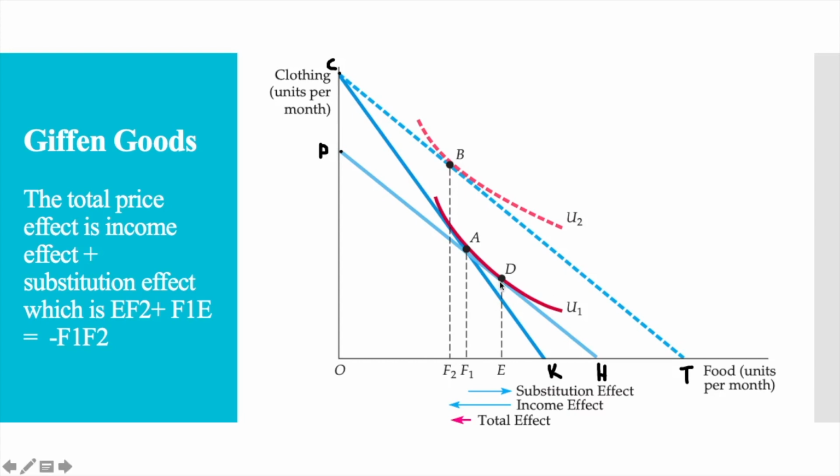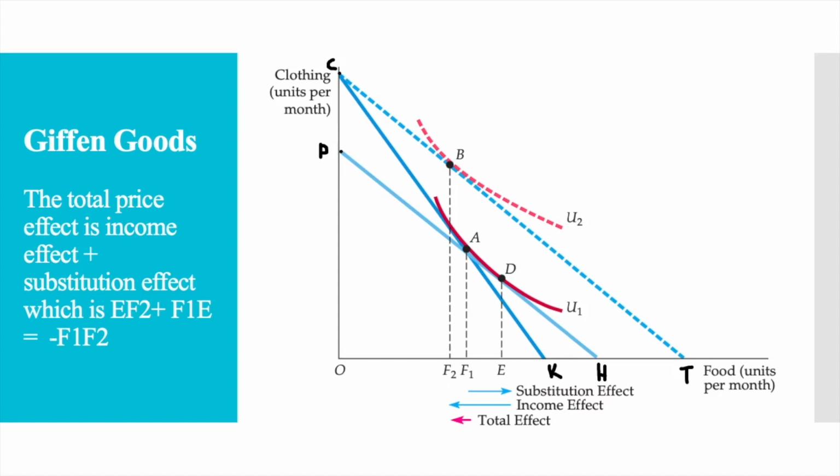Let's graphically isolate the income and substitution effect here as we did in the case of inferior goods. The income effect of the consumer is represented by the movement from D to B, that is shown by EF2. Now, let's have a look at the substitution effect. It is represented by a movement from A to D, that is F1E. Here, as we can see, the income effect EF2 is much larger than the substitution effect F1E.